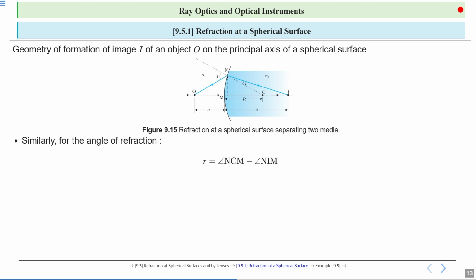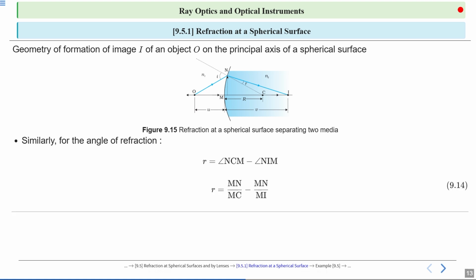NCM will be the sum of two opposite interior angles. This is exterior. So NCM is the exterior angle for this triangle NIC. So it will be the sum of R and NIM. Okay. So NCM will be R plus NIM. And from that, R will be equal to NCM minus NIM.